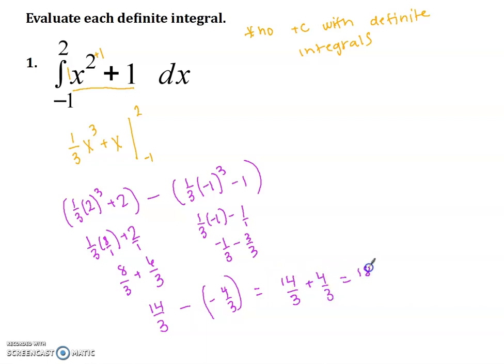That is going to give me 18/3, which will divide to give me 6. Okay. So this definite integral, when we evaluate it, it gives us 6. So now let's go ahead and look at a trig definite integral. So we've got the antiderivative from 0 to pi of sine of x.